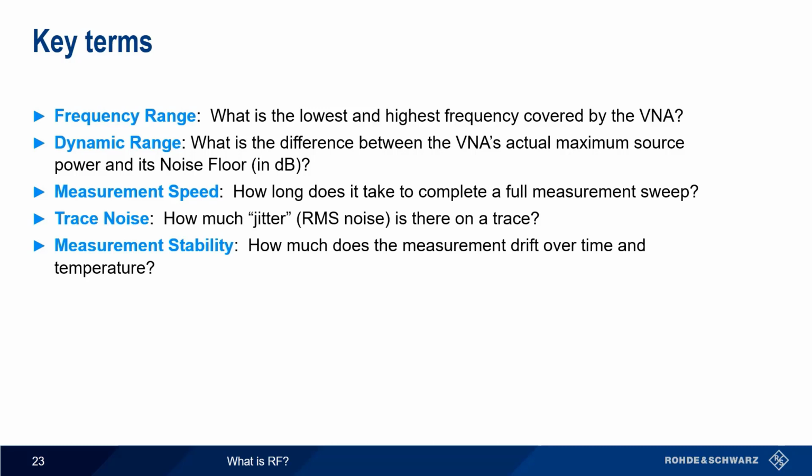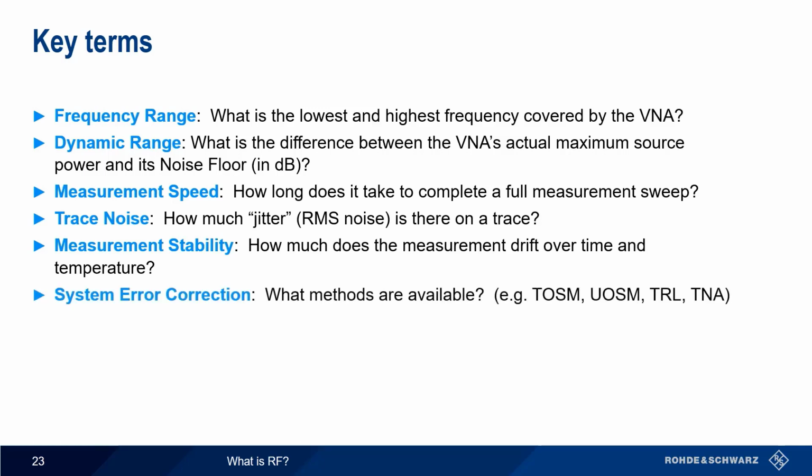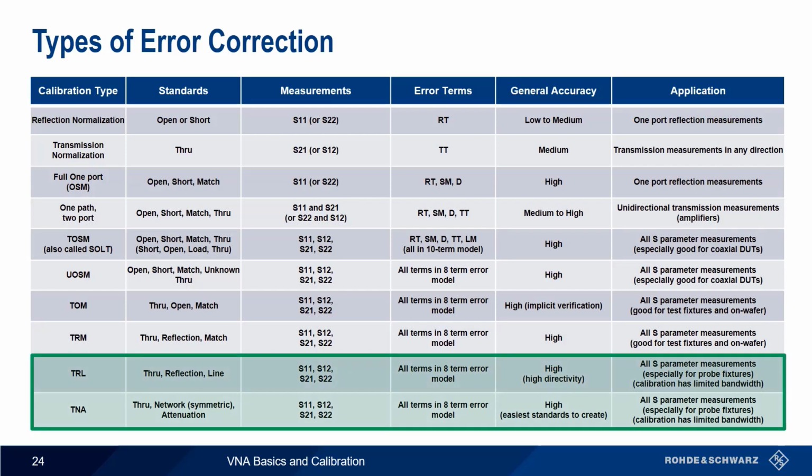Keep in mind that measurement stability is also a function of all the components in your setup, especially cables. Inexpensive or old, worn test cables can have a huge impact on measurement stability and repeatability. System error correction. Which type is best suited to your application? Does the VNA you are considering support this correction method? While most VNAs provide the TOSM method as standard, some may not support the TRL or TNA methods, which can be vital for de-embedding test fixtures from DUT measurements.